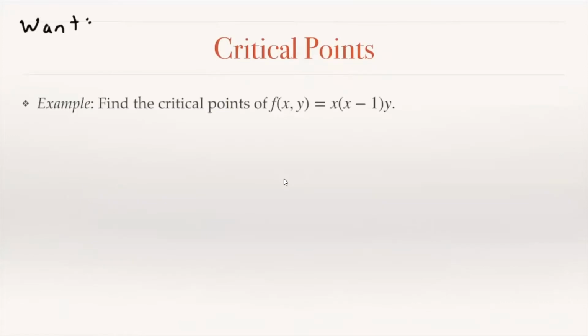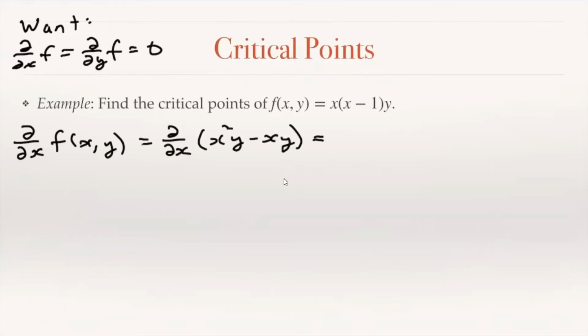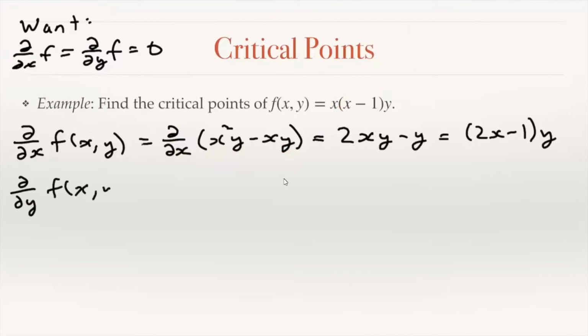To find the critical points, what we want is that both partial derivatives are 0. So let's find those partial derivatives. Del x of this function is del x of this. I've just FOILed this out to make it easier to find the partial derivative. And that is 2xy minus y. And that's right, that is (2x minus 1) times y. Okay, and del y of f is just x times (x minus 1).